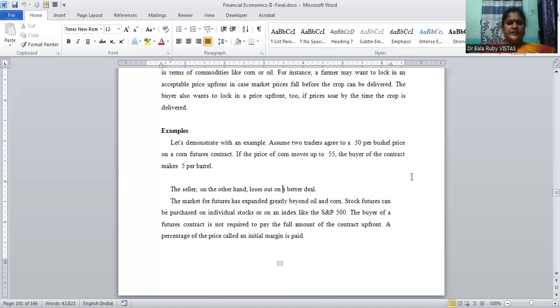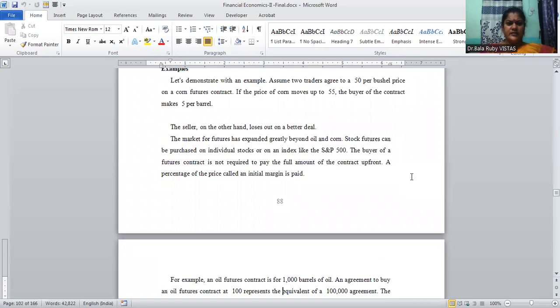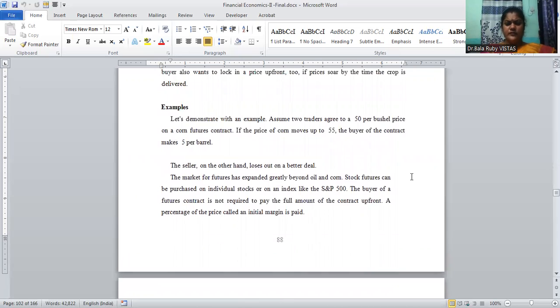Let us demonstrate this with the help of an example. Assume that there are two traders. They agree to a price of 50 on a commodity futures contract. If the price of the commodity moves up to 55, the buyer of the contract makes 5 per barrel. The seller, on the other hand, loses out on a better deal.